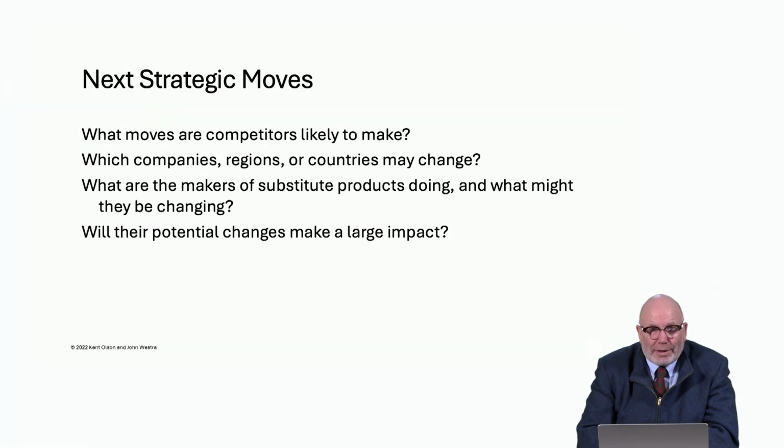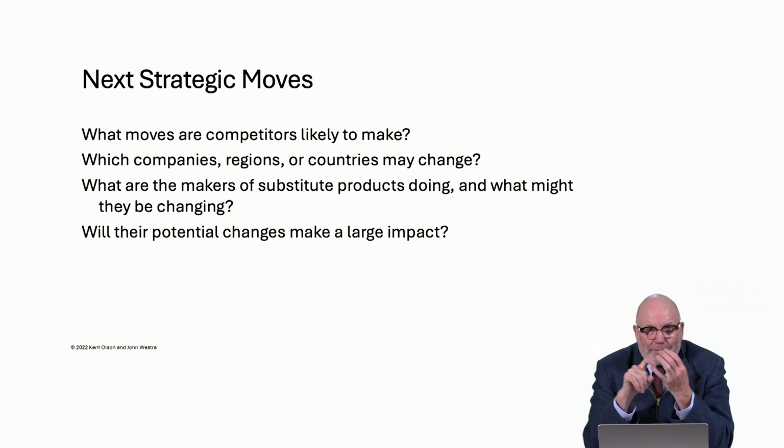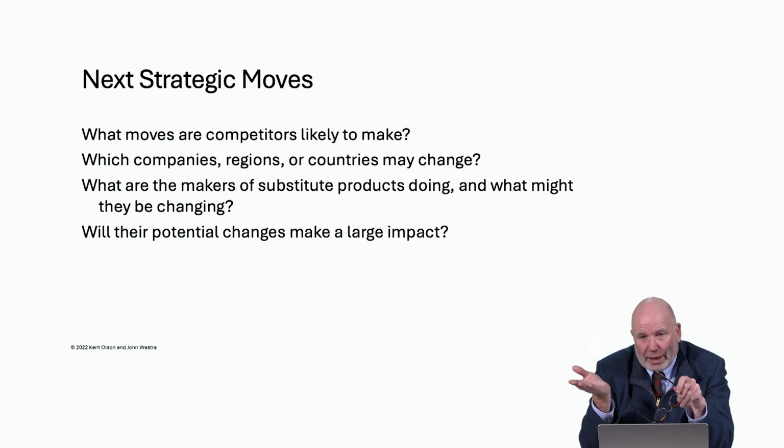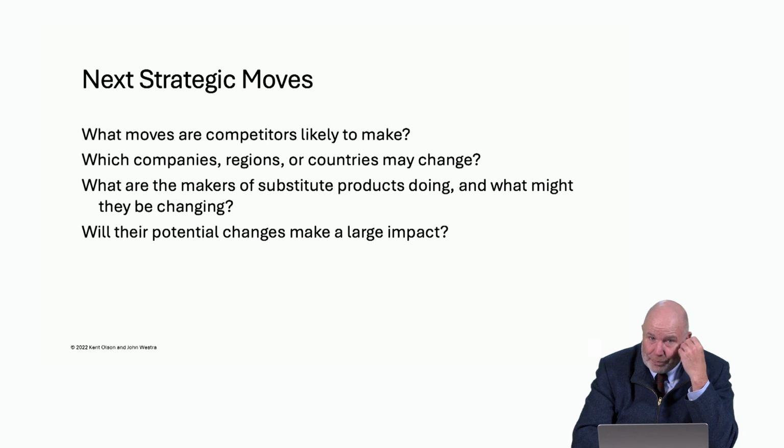So the next step in an external analysis, again, following Dr. Porter's suggestions as put in the Thompson-Strickland book, what are the next strategic moves? So what moves are my competition likely to make? Certainly we're seeing more and more imports, for example, going back to pork and dairy, we're seeing more trade going on and more imports, and so that's a big issue.